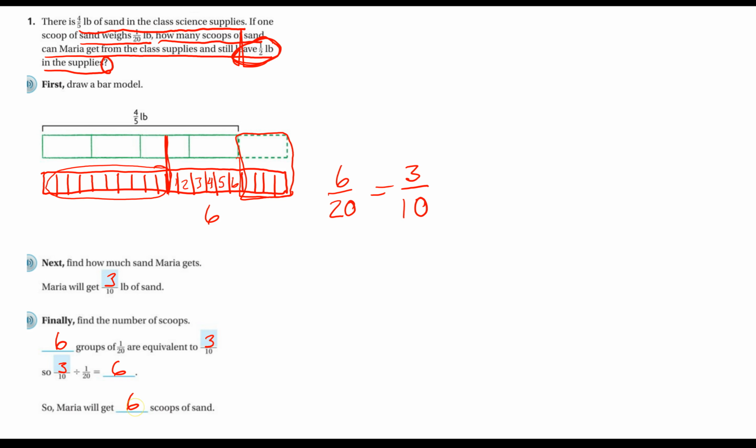All right, again, rewind at any point. Raise your hand if you have a question. I just want to clarify again. It says leave 1/2 pound. These 10/20 over here, that is 1/2 pound. 10/20 is equivalent to 1/2 pound. So this is how much we're leaving behind. And of the 4/5 pounds, she takes 6 scoops. Okay, and that still leaves 1/2 pound left over in the supplies.